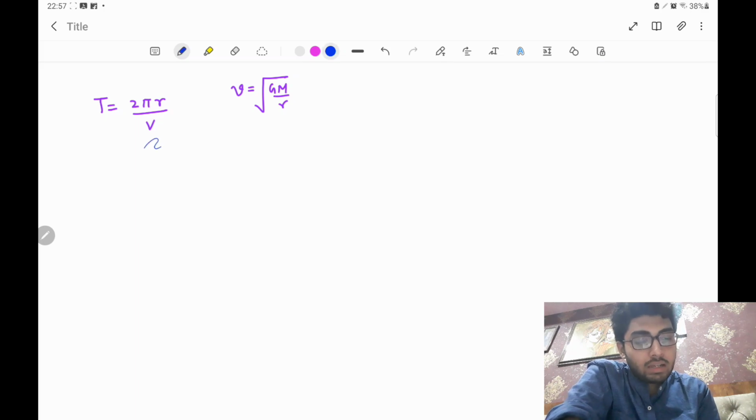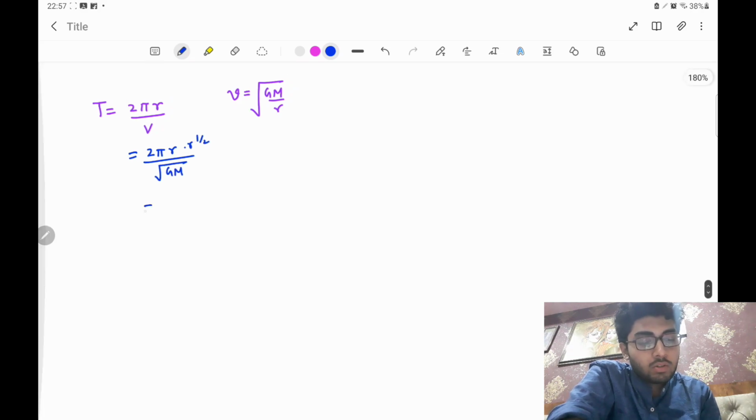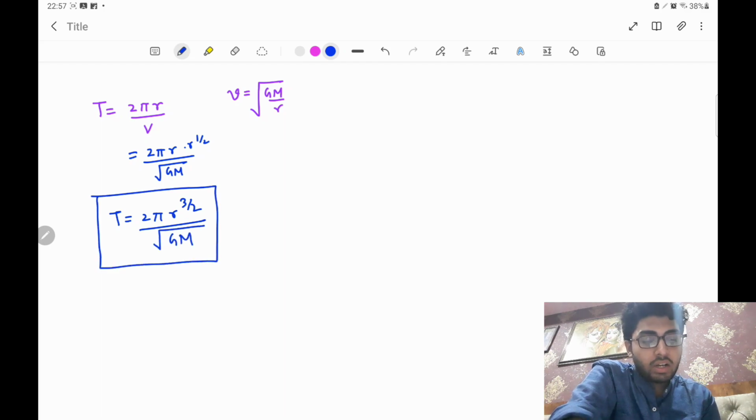If I put the value here, it becomes 2 pi r divided by root over of GM into r to the power half. It will go upward. So the time period is calculated as 2 pi r to the power 3 by 2 whole, root over of G into M. This is the formula of the time period, right?